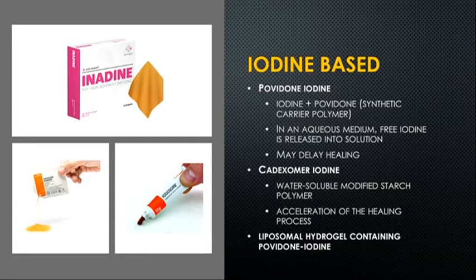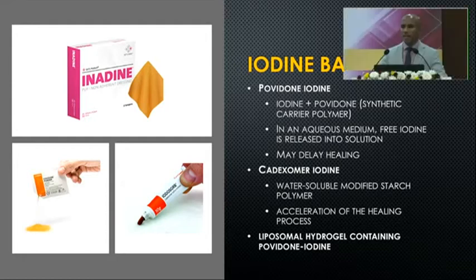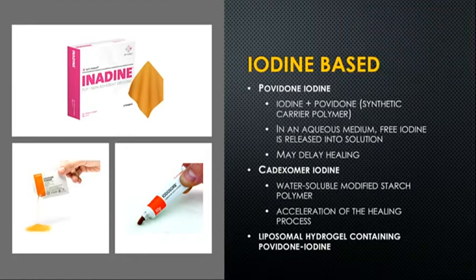There are 3 main types. We don't have the third type available in Sri Lanka. So the ones we have are either povidone iodine-based or cadexomer iodine-based. Povidone iodine, the commonest one we know, the trade name is Betadine, is iodine bound to a synthetic polymer known as povidone. And in an aqueous medium where there is moisture, this iodine is released from the polymer.